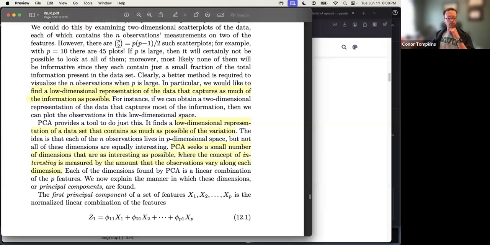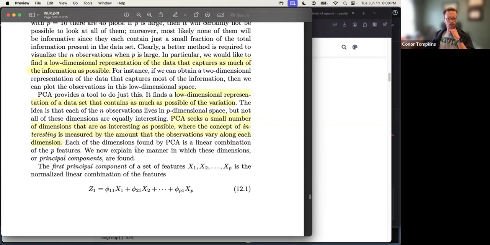So it's about finding the representations of the data that are most interesting, and they define interesting as the amount that the observations vary along each dimension. Because if you create new dimensions where there's no variance among the observations, then that new dimension doesn't tell you anything about the data.